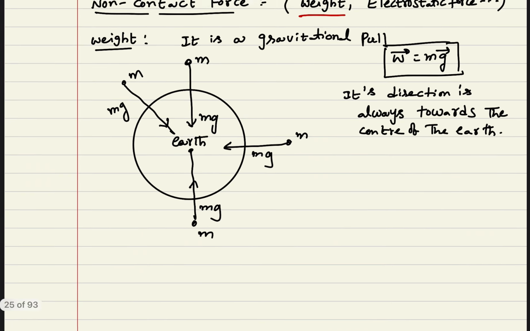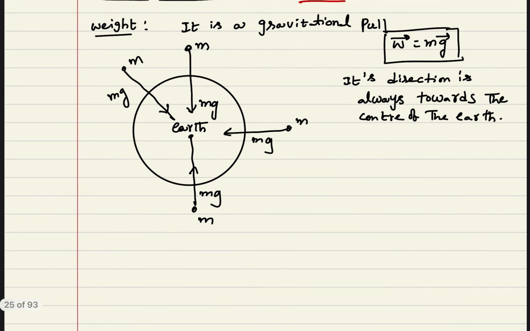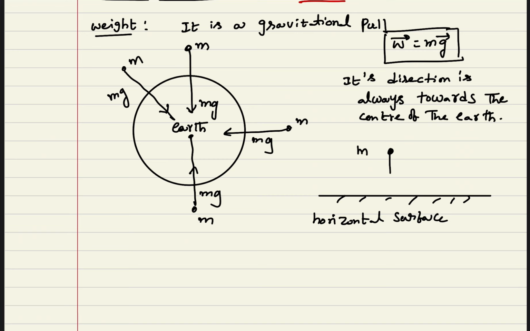But we cannot actually see the center of the earth; we see the earth as almost a horizontal surface. If it is a horizontal surface, then any body of mass m placed somewhere has its weight acting vertically downward. This is the weight of the body.